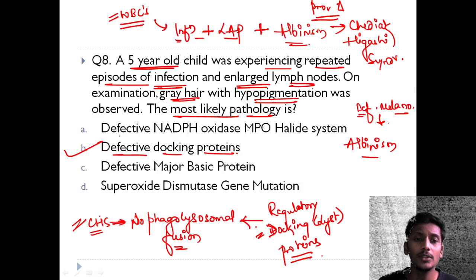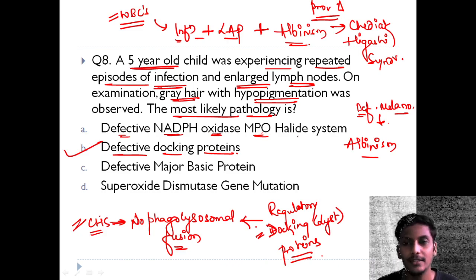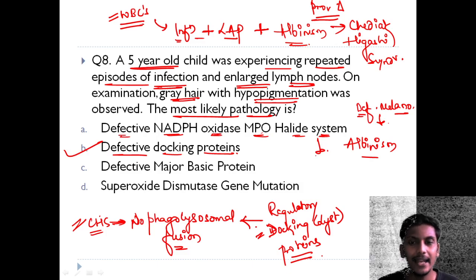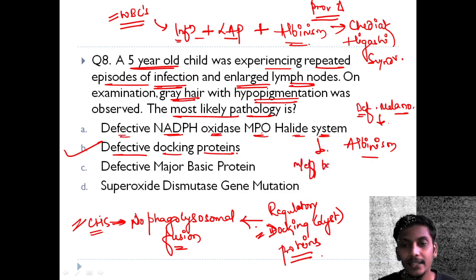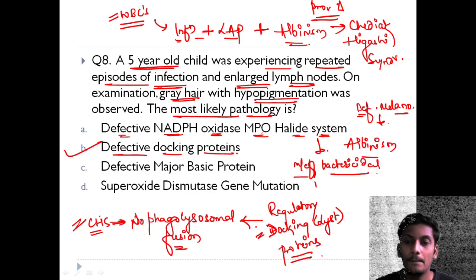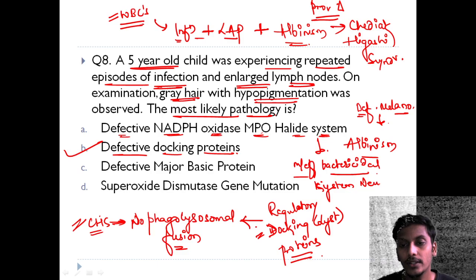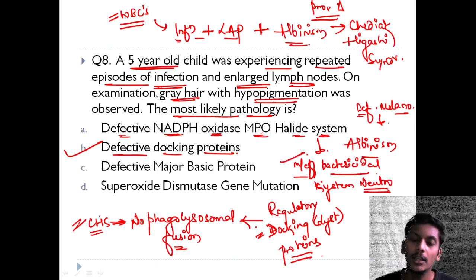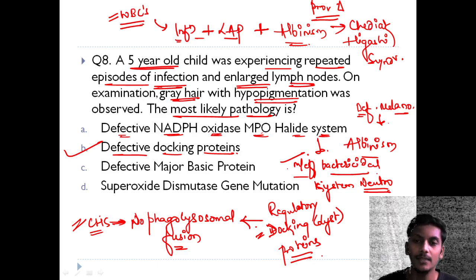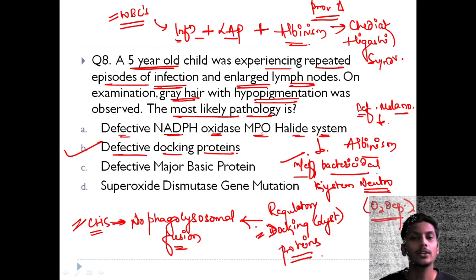We can see over here one more thing, that is defective NADPH oxidase myeloperoxidase halide system. This NADPH oxidase MPO, or myeloperoxidase halide system, is the most effective bactericidal system used by neutrophils for killing the bacteria. So if neutrophils want to kill bacteria, the most effective mechanism they have is this NADPH oxidase myeloperoxidase halide system, also known as oxygen dependent killing. This method is also known as oxygen dependent killing.